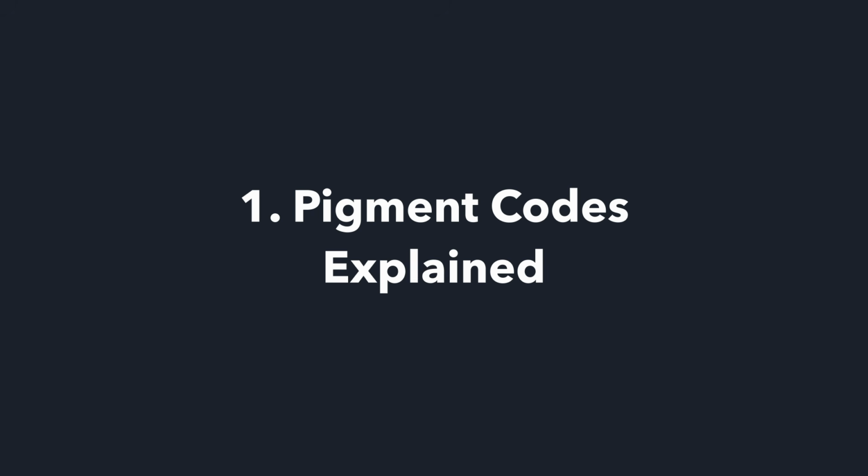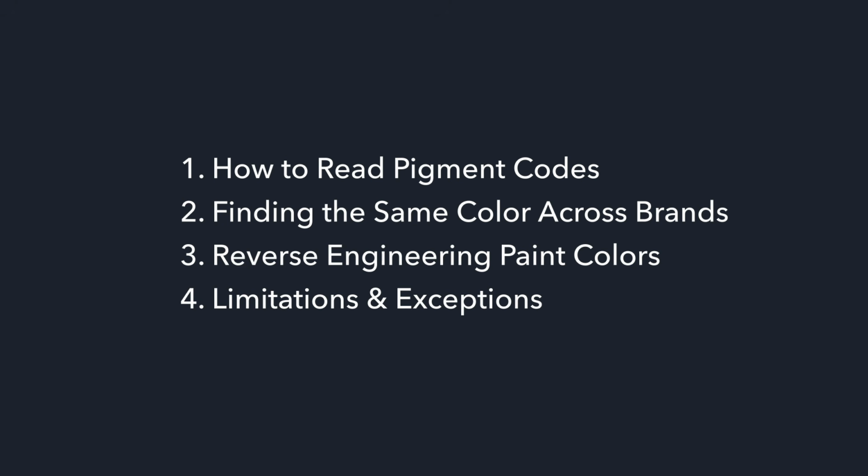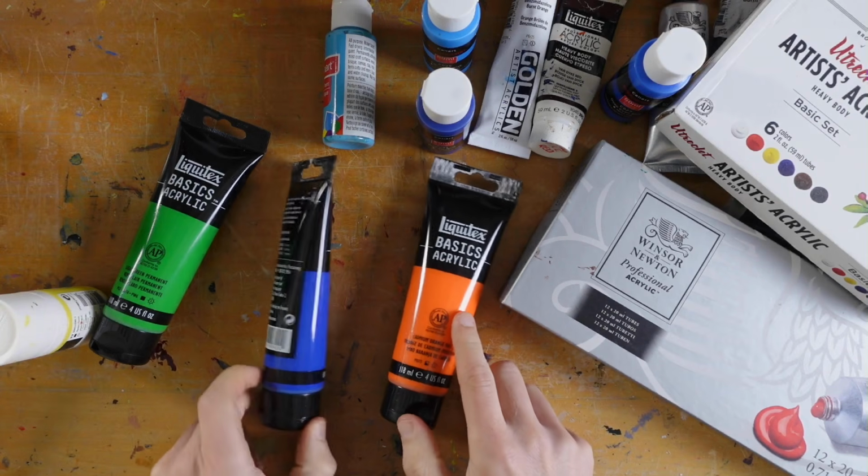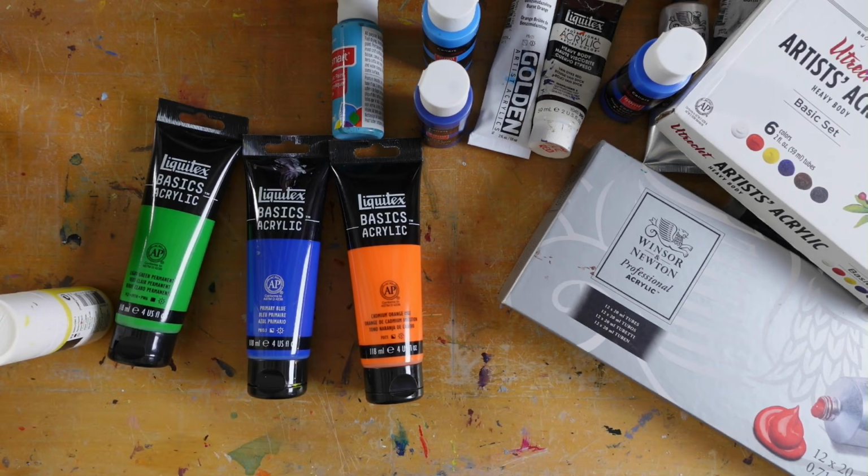Pigment codes explained. Pigment codes can help you to identify the same color across brands, determine if a color is single or multi-pigment, and you can sometimes use it to reverse engineer how to mix it yourself. So let's get started. The Color Index International is a database that was founded over 100 years ago.